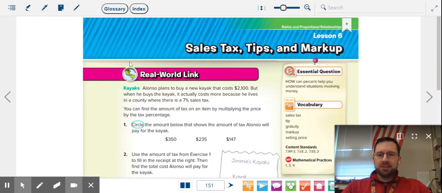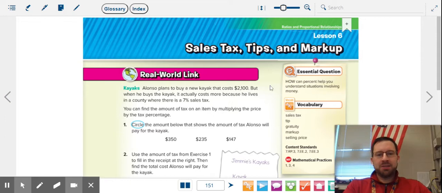Today we're talking about sales tax, tip, and markup. They are all the same thing. They are finding the percent of a number and adding it on. Tax is when you buy something and the government charges a little extra to say you are getting a privilege and being able to buy something in my country.